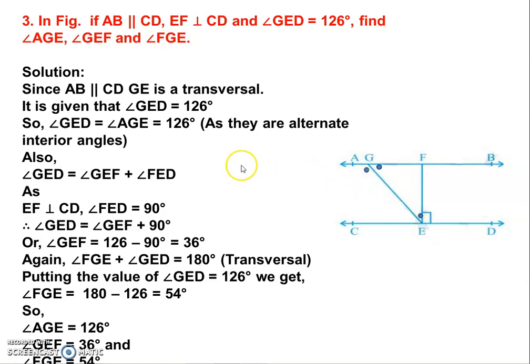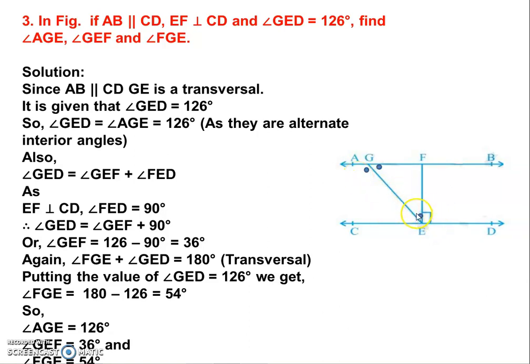So first we will use alternate interior angles. Now which are the alternate interior angles here? This angle AGE and this entire angle GED. These two form pair of alternate interior angles. So they should be equal. So angle AGE is equal to 126 degree.